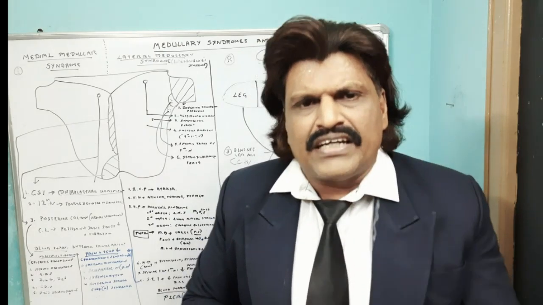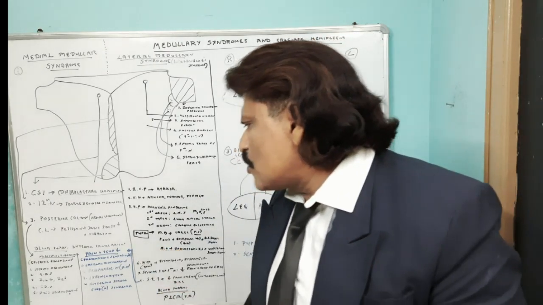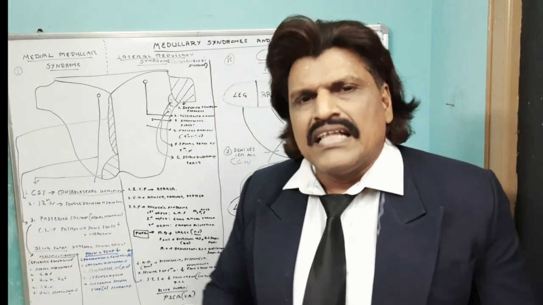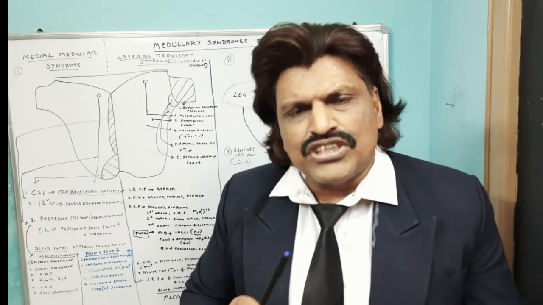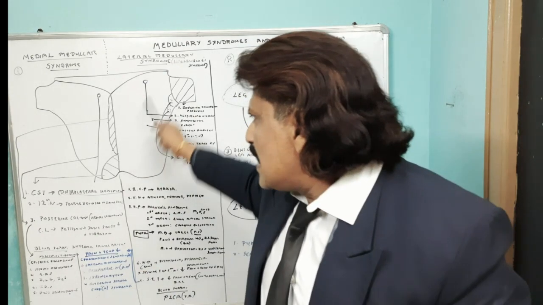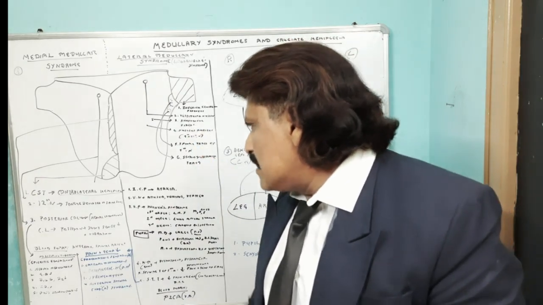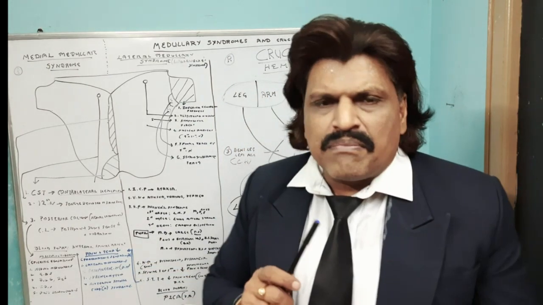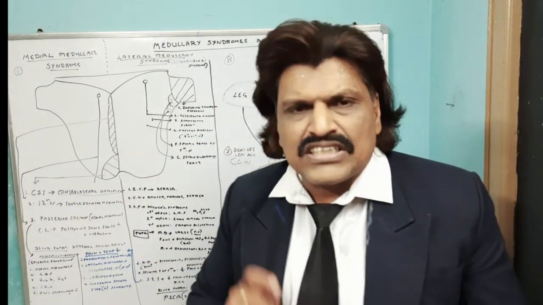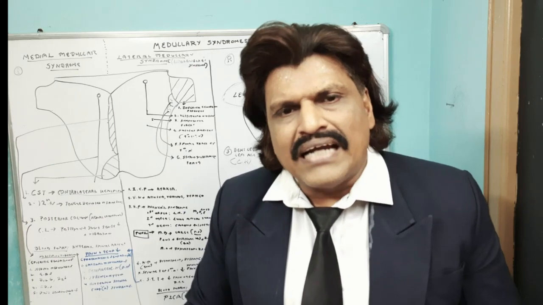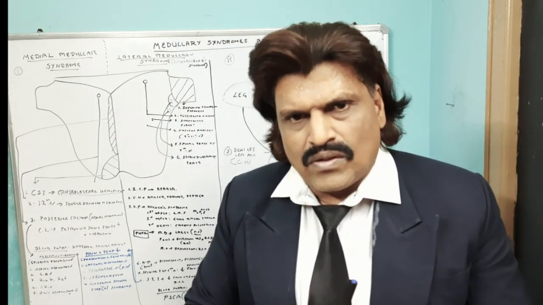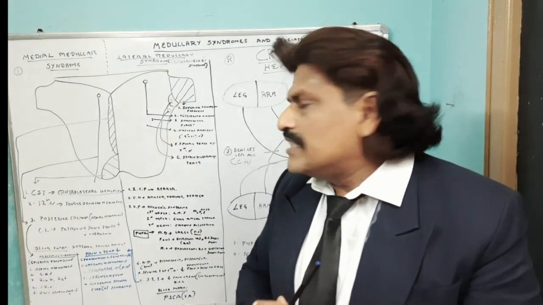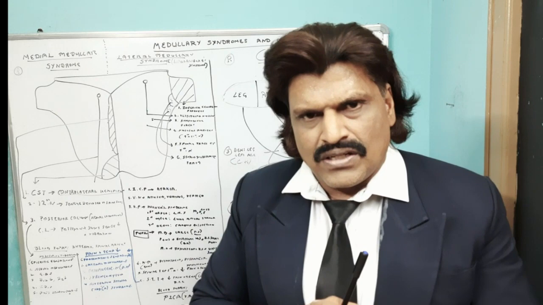So what are all the conditions which cause a selective loss of protopathic sensations but spare the epicritic sensations? That is, pain and temperature are lost but position, joint and vibration sense are spared. One is the lateral medullary syndrome, that is Wallenberg's syndrome. Second is diabetic peripheral neuropathy. Third is syringomyelia, and fourth is the anterior spinal artery syndrome, wherein posterior column fibers are spared because they are supplied by the posterior spinal artery. So this is in a nutshell about the medullary syndromes.